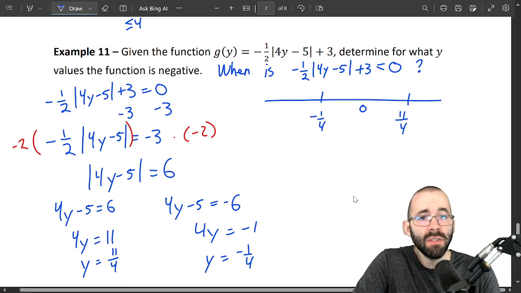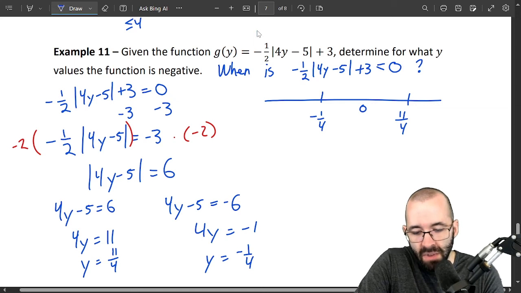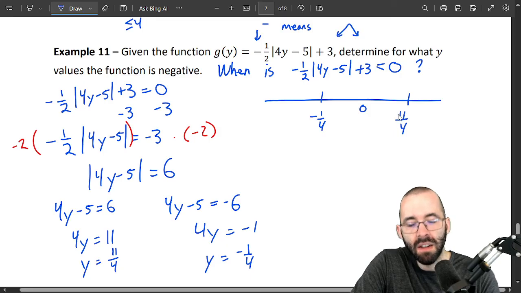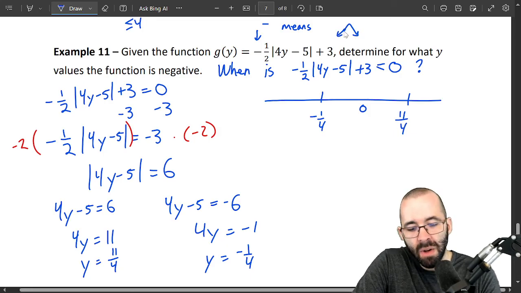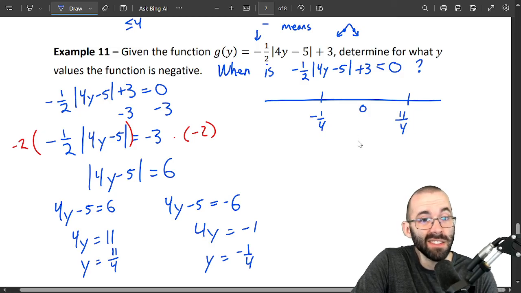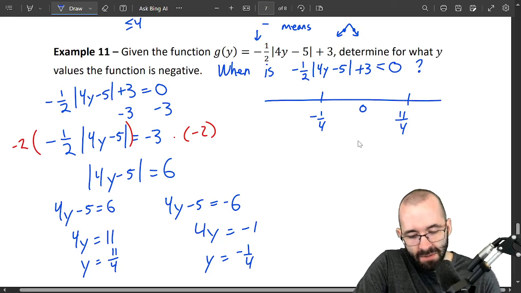Or, absolute value functions look like V's. This absolute value has a negative in front. That negative in front means that this V is an upside down V. So if we're curious about when it's going to be negative, do you think we're going to be inside these 2 points or outside these 2 points? I think outside. Let's see what happens.